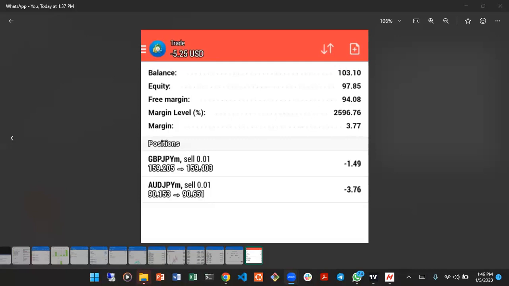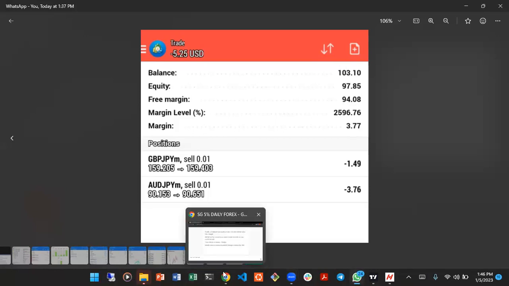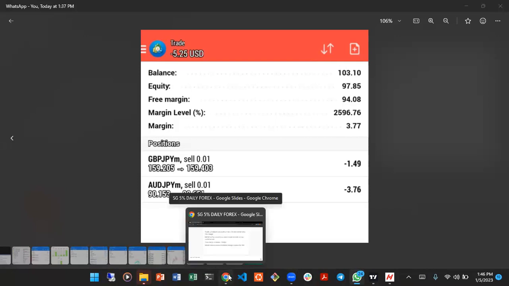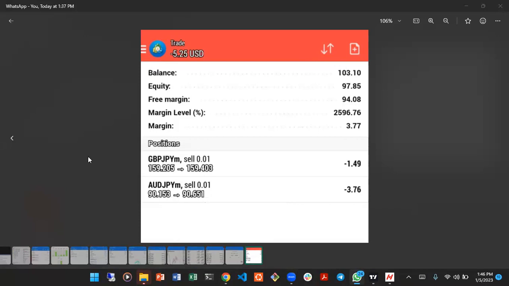All right, let's continue. So let me open the trade again. Now, we are talking about equity. I said equity is the free margin plus the margin. Margin is the minimum amount you need to trade any currency pair. And my own margin here is $3.77.